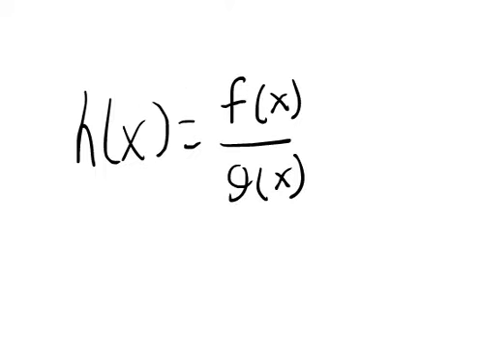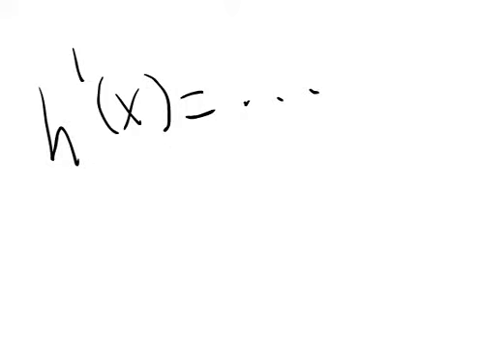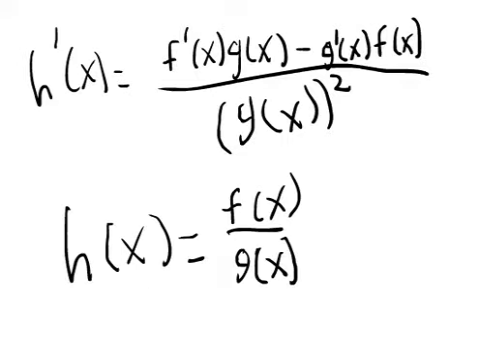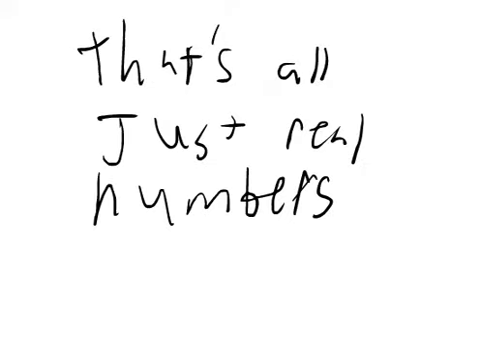Then you got when you divide 2 equations. That one really starts to make your eyes bleed. So if you got h of x equals f of x divided by g of x, then h prime of x is equivalent to f prime of x times g of x minus g prime of x times f of x, all of that divided by g of x squared. And those are just with real numbers.